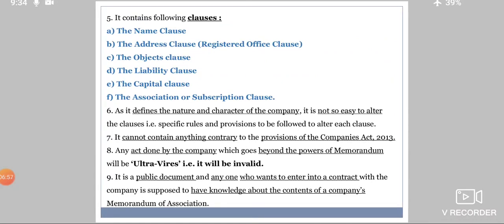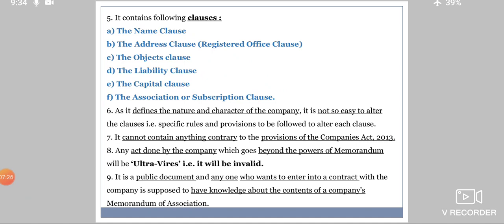Coming to the fifth one, it contains the following clauses. Now see, there are 6 clauses given here which we are going to study only after the features, but as of now you are supposed to see the name clause, the address clause, the objects clause, the liability clause, the capital clause, the association or subscription clause. We are going to see all this in detail.